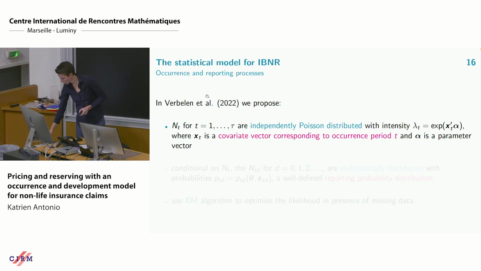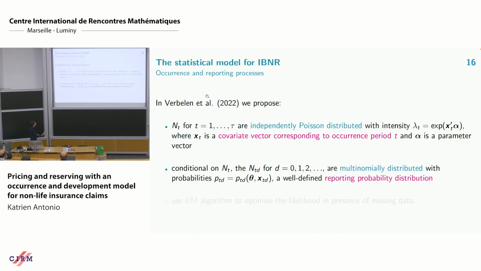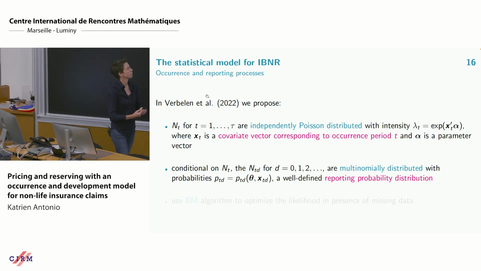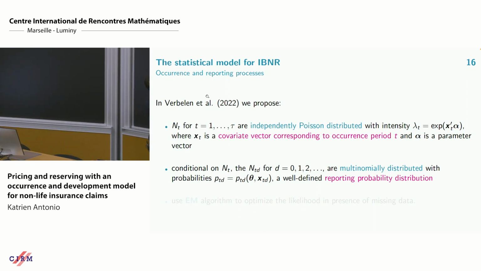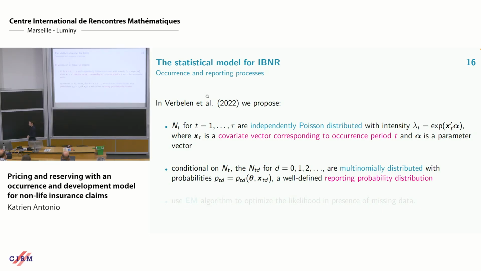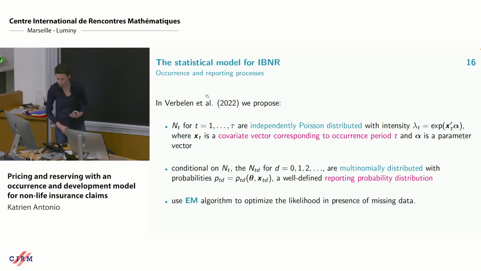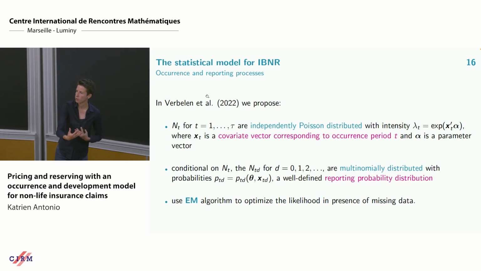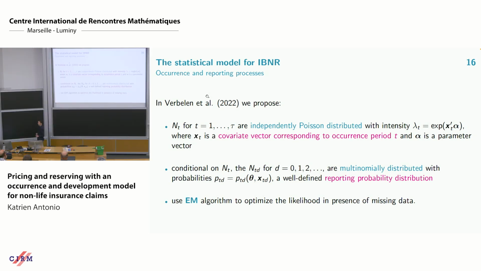And then in order to switch from the occurrence to the reporting, we're going to work with a well-specified reporting probability distribution, right? So we're going to say if we have Nt claims occurred on day t, then N_td claims will be reported with a certain delay d, and I need reporting probabilities to model that reporting delay distribution. So that's what we worked on in that particular paper. We looked into the calibration of these models. We compared them with models established in the literature which don't do this decomposition, etc., etc.